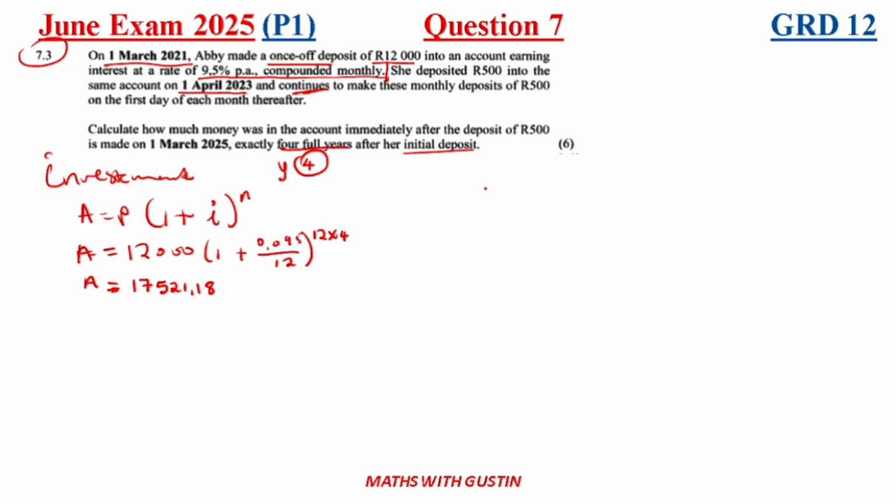Now for the second part of their question, remember this person is making deposits. So maybe if I were to describe this on a timeline, it would look something like this. This is March 2021, then this is March 2023, and this is March 2025. So now this person, Abby, is making increment payments. Increment payments, when you make a frequent deposit, so continuous payment each and every month.